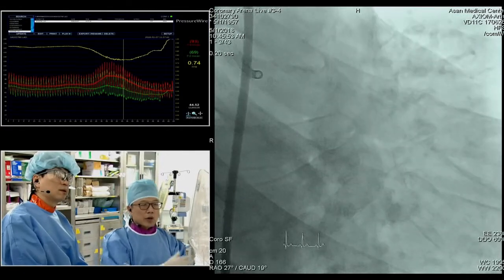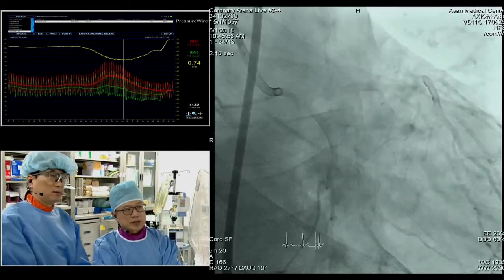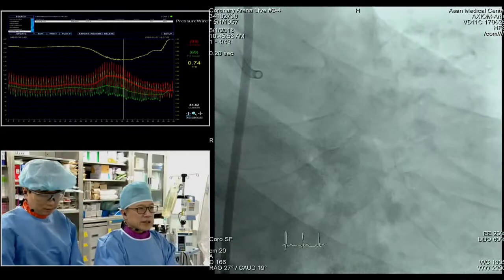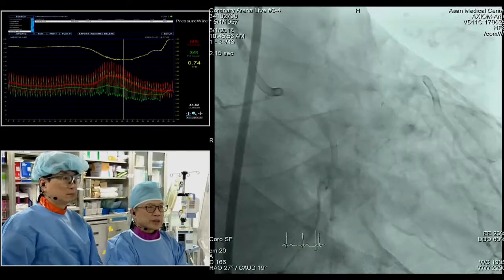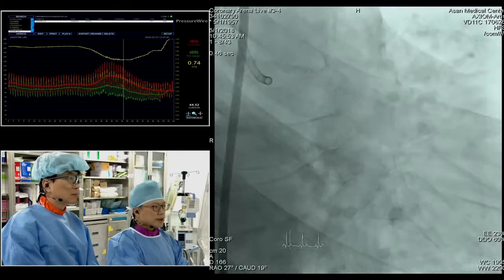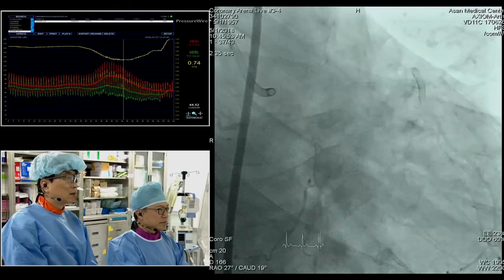We talked about the FFR as well. So this was the FFR from last time, and the number is 0.74. I think Dr. Lee and the team also did a pullback. There seems to be some gradual increase in the value, meaning that it seems like there is a bit of diffuse disease in the LAD to the distal left main. So that's the FFR. You can see the angiogram today.